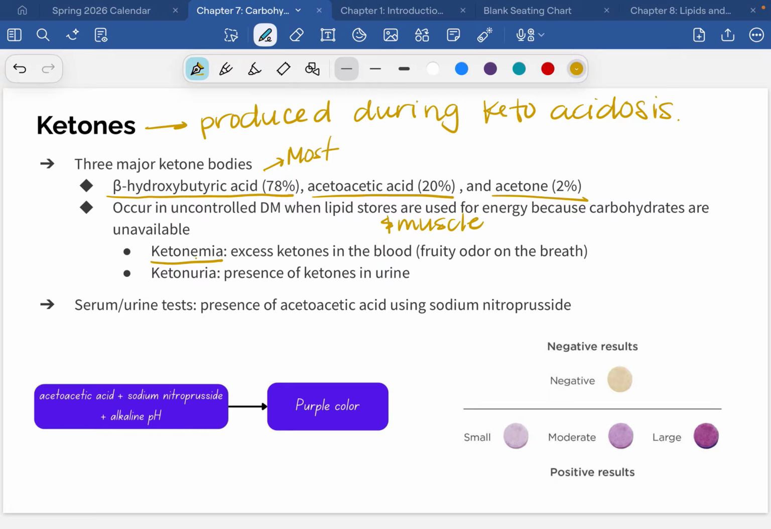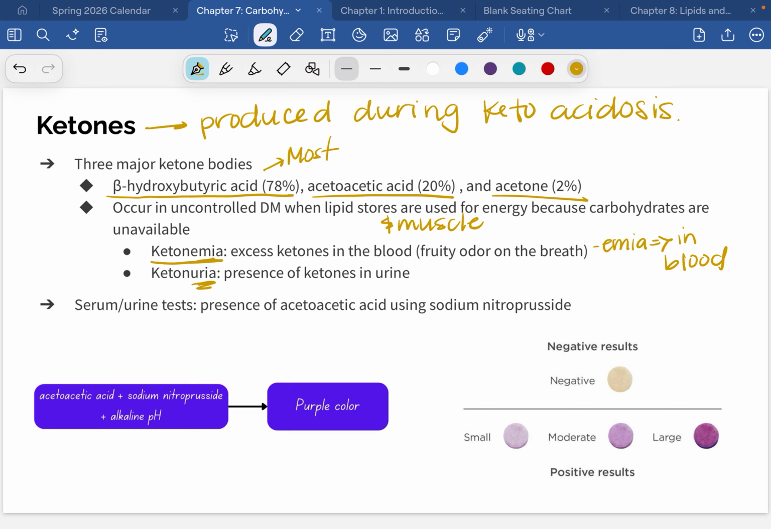So emia, as a suffix, is always going to mean in the blood. And uria is always going to mean in the urine. So ketonemia is excessive ketones in the blood. And ketonuria is the presence of ketones in the urine, or excess ketones in the urine.